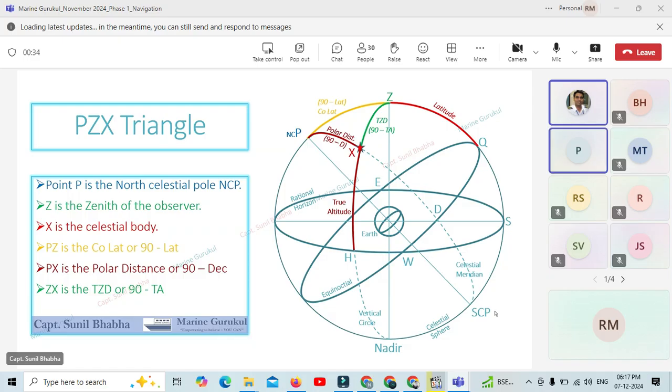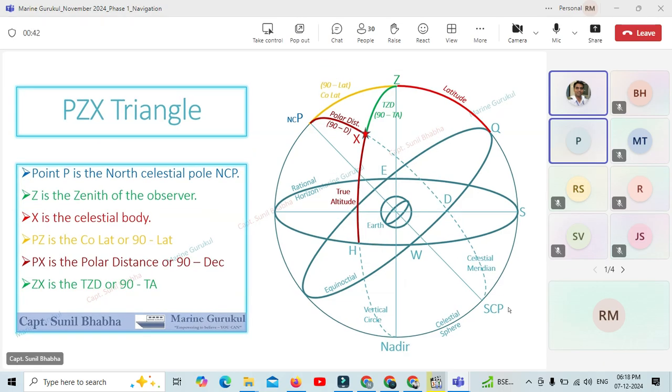Any doubts now, beta? Sir, can you repeat this one more time, sir? This diagram, this polar distance, true altitude and latitude. Just one more time, please, sir. Beta, which part do you have doubt? Same, sir. After this true altitude, we will get the zenith distance. Then you explained latitude and the polar distance, sir.